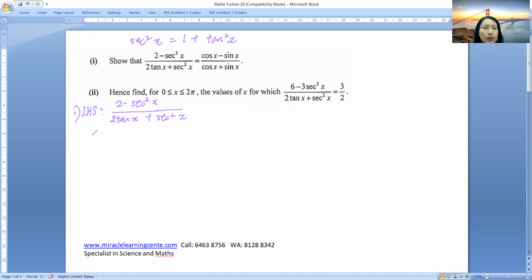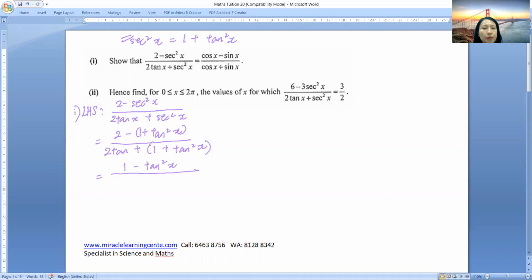So now we're going to substitute inside. So we'll have 2 minus (1 plus tangent squared x). And at the bottom, we also substitute secant squared with 1 plus tangent squared x. Okay, so this is a very important formula. So now you simplify. So 2 minus 1, we have 1 minus tangent squared x, because when you multiply in, it's negative.